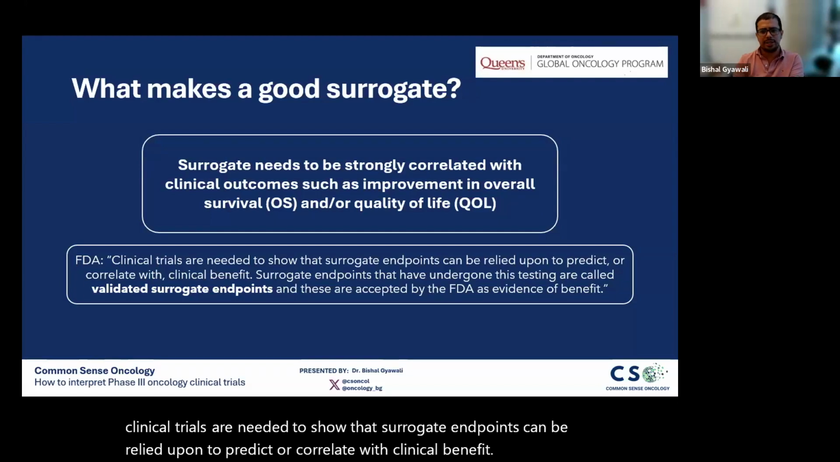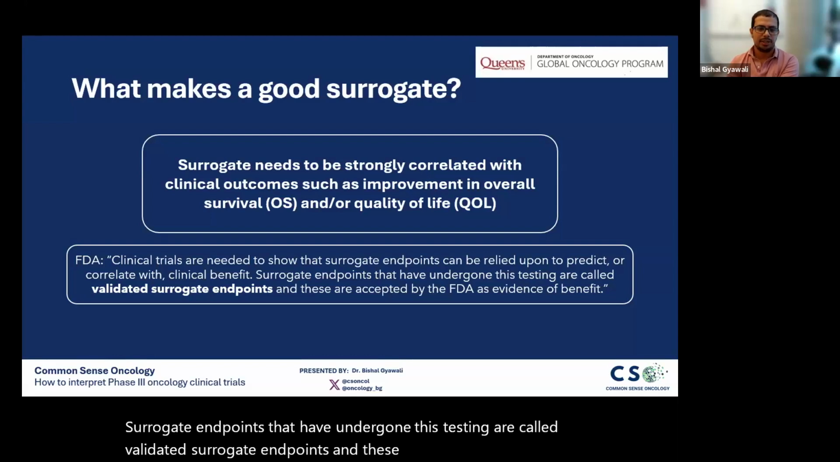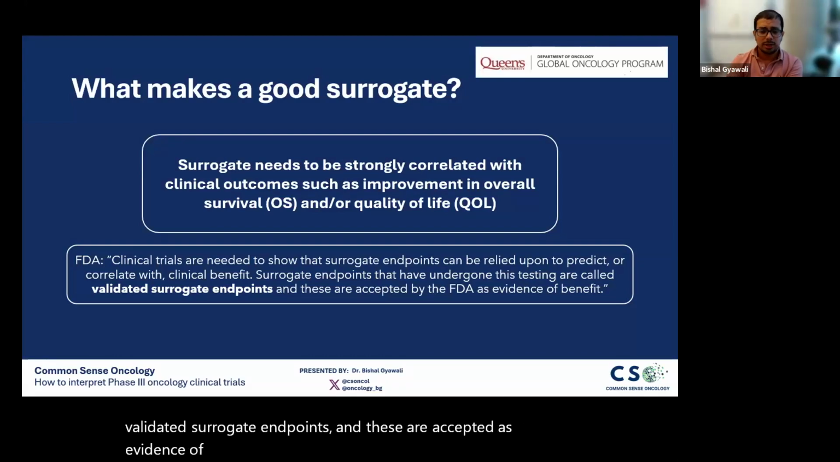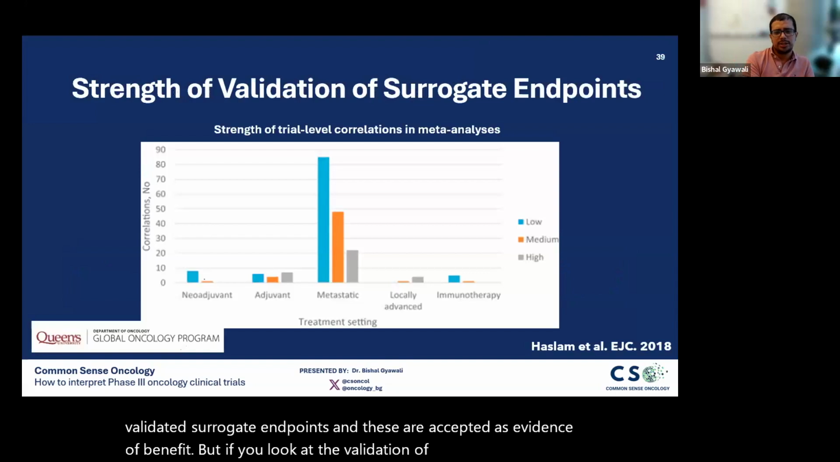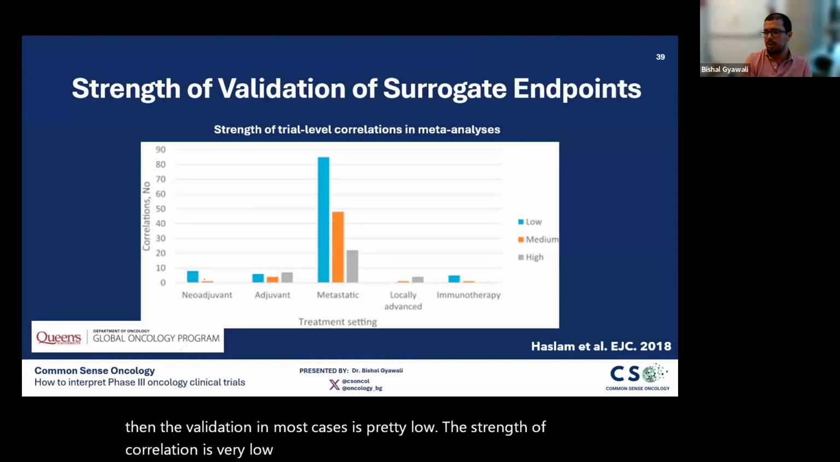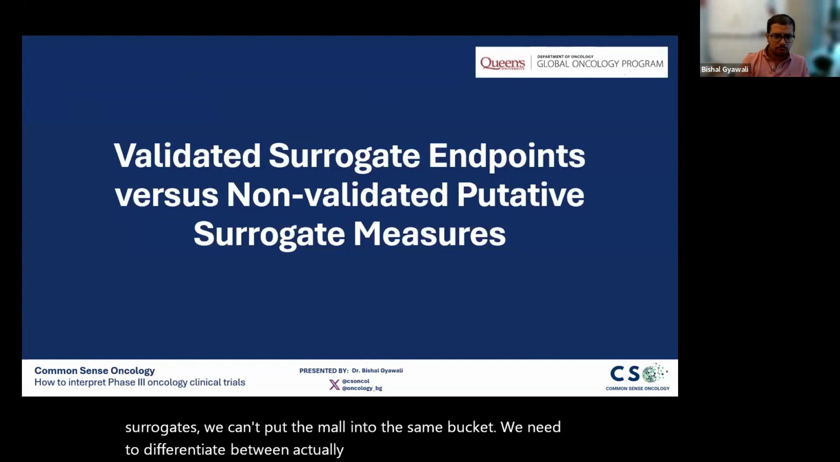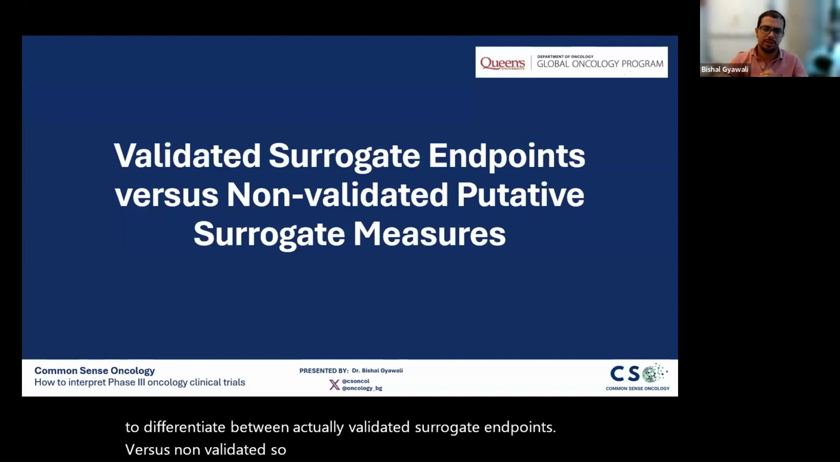Surrogate endpoints that have undergone this testing are called validated surrogate endpoints, and these are accepted as evidence of benefit. But if you look at the validation of surrogate endpoints, then the validation in most cases is pretty low. The strength of correlation is very low. And therefore, when we're talking about surrogates, we can't put them all into the same bucket. We need to differentiate between actually validated surrogate endpoints versus non-validated so-called putative surrogate measures.